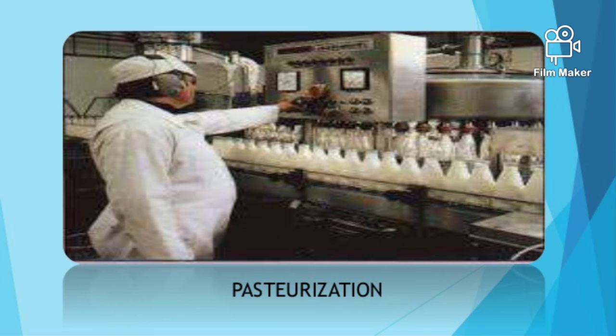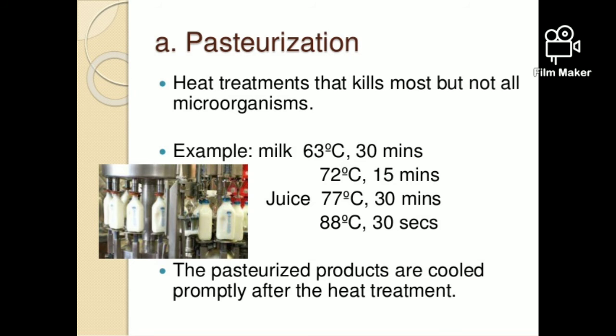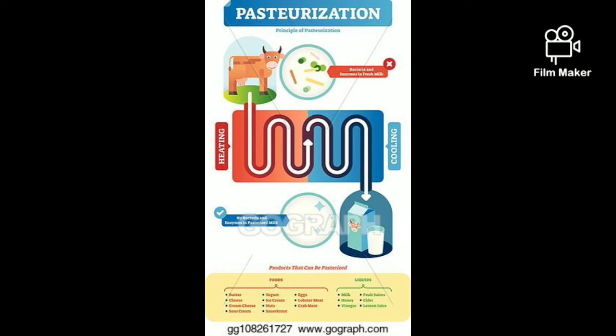Pasteurization. In pasteurization, heat treatment is given that kills most but not all microorganisms. Example, milk: 63 degrees centigrade for 30 minutes, or 72 degrees centigrade for 15 minutes. Juice is given 77 degrees centigrade for 30 minutes or 88 degrees centigrade for 30 seconds. The pasteurized products are cooled promptly after the heat treatment.